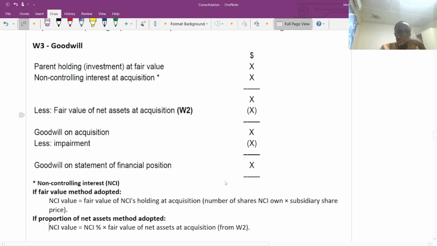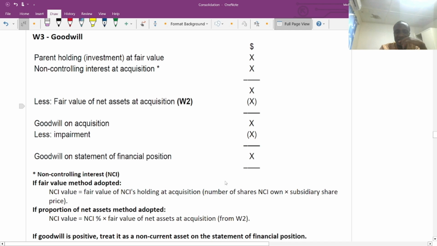Again, you need to know the non-controlling interest; there's an asterisk on it. You need to know the formula. We can include the non-controlling interest, and also we can't include it. If we are going to use the fair value model, the NCI equals the fair value of the NCI holding at acquisition. That is, we take the number of shares owned by the NCI multiplied by the share price of the subsidiary. Don't worry, we're going to look at it separately.